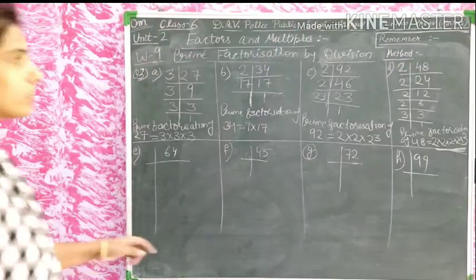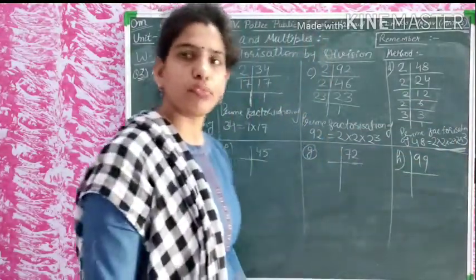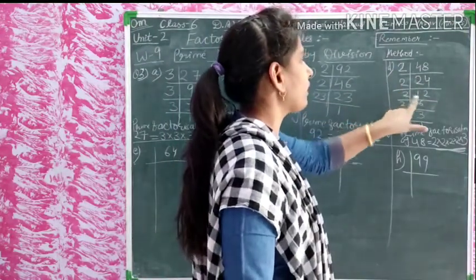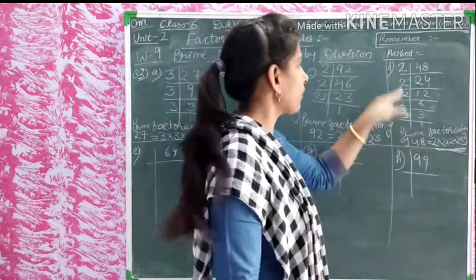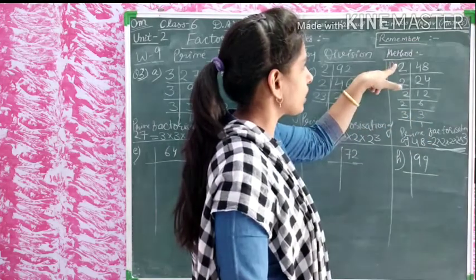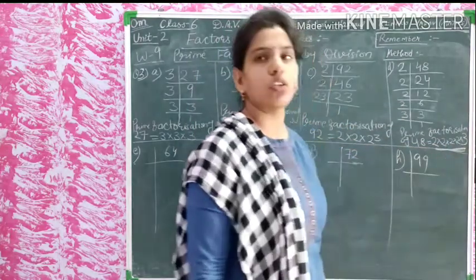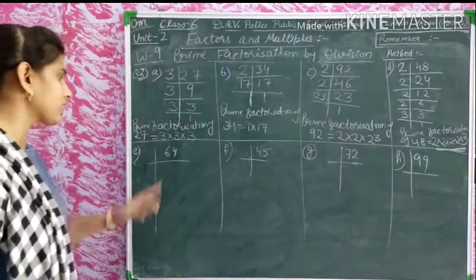So students, there is 48 whose prime factorization is this. Is this clear, students? This is divided by 2, again divided by 2, divided by 2. Now it is divided by 3 here. So the prime factors of this are 2, 2, 2, 2, 3. This will make 48. Okay, students? Prime factorization of these numbers are this.